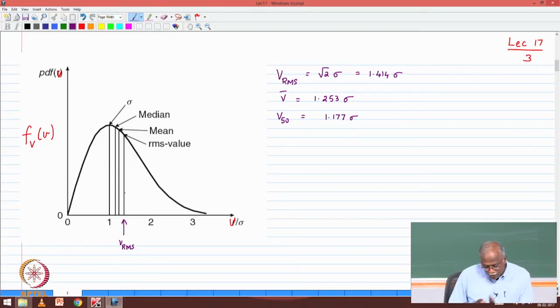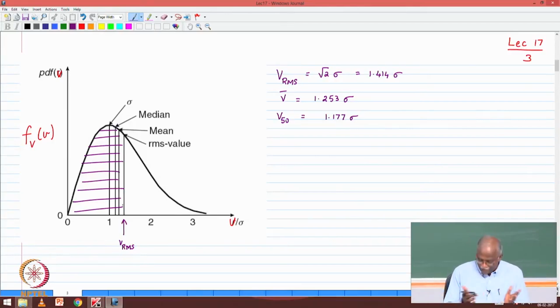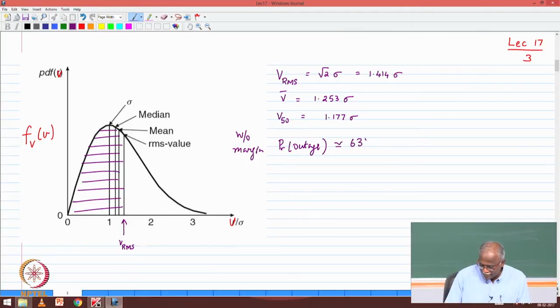So if I don't have any margin against fast fading, then the probability of outage is going to be the integral, or the shaded portion here. Notice that's going to be a substantial part, and that is what we saw yesterday. Without margin, the probability of outage was approximately 63%.